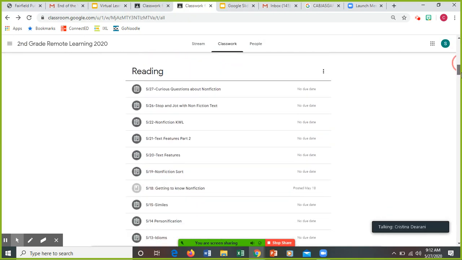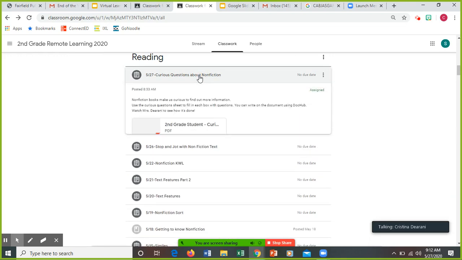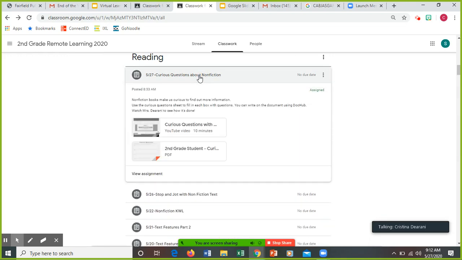So we continue scrolling down to reading. Here's our curious questions. So nonfiction books, right? They're always teaching us. That's the author's purpose, right? They're informing us and they make us curious. We want to find out more information. So there's a curious question sheet here that you could fill in each box with questions. You could write on the document using DocHub. So there's a video here that I created showing you how to fill this sheet out. And I even used DocHub in the video.